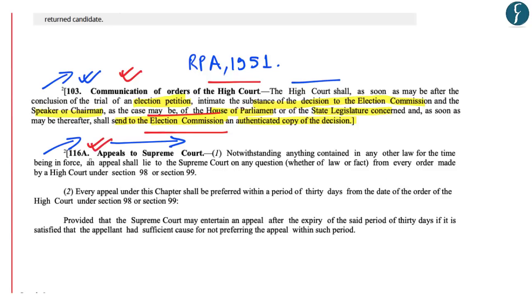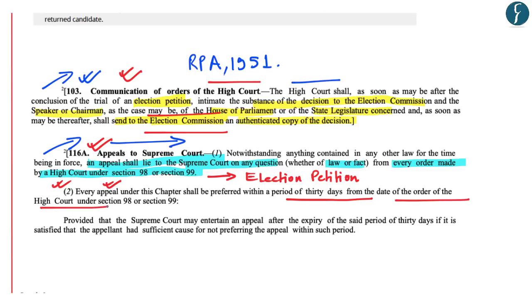It says that an appeal shall lie to the Supreme Court on any question of law or fact from every order made by a High Court under Section 98 or 99. That is basically with respect to any decision of the High Court with respect to an election petition. And accordingly, it says that every appeal to the Supreme Court shall be preferred within a period of 30 days from the date of the order of the High Court under Section 98 or 99.